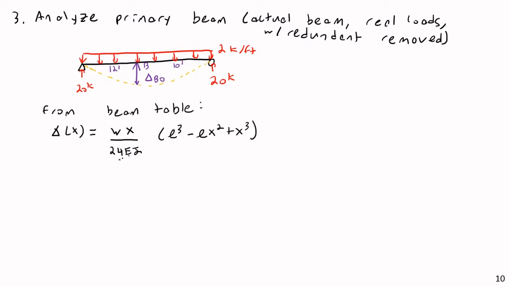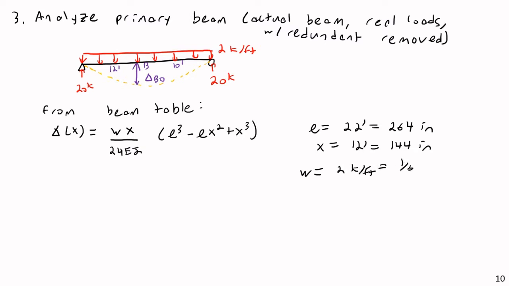Now, we have to be very careful with our units here, so I'm going to say that L is equal to not just 22 feet, the total length of the beam, but 264 inches. Just multiply that by 12. And x, the place where we've removed the support, x is 12 feet, or 144 inches. And then w, we also need to convert that. w is 2 kips per foot, or 1/6 of a kip per inch, or 0.167 kips per inch in decimal.